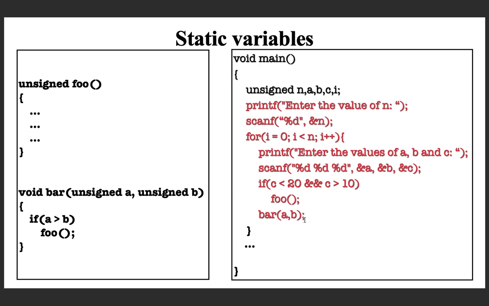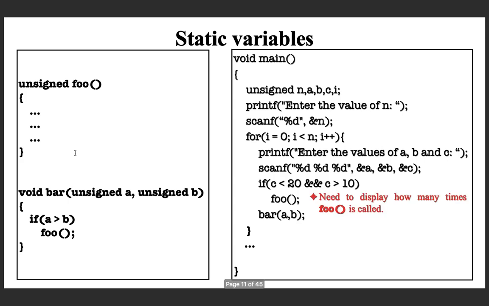It reads the number, and that many times it reads a, b and c, then based on the value of c, it calls either the function foo or the function bar. And if you look at the function bar, you can see that there again there is a conditional execution of foo. If a condition is met, foo is called. So, that is this program.